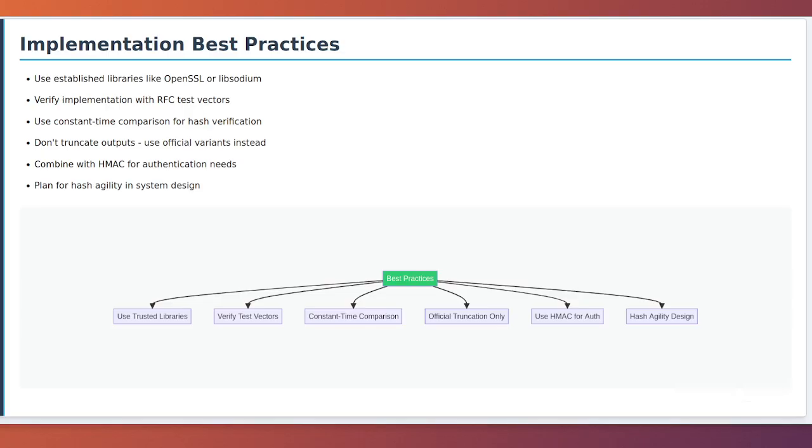Practice 7 is to plan for hash agility. Design systems that can switch hash algorithms if needed. While SHA-2 is secure now, cryptography evolves, and you may need to migrate to SHA-3 or future algorithms. Practice 8 is to be aware of performance characteristics. Hashing large files can be CPU intensive. Consider streaming implementations for large data and hardware acceleration when available.